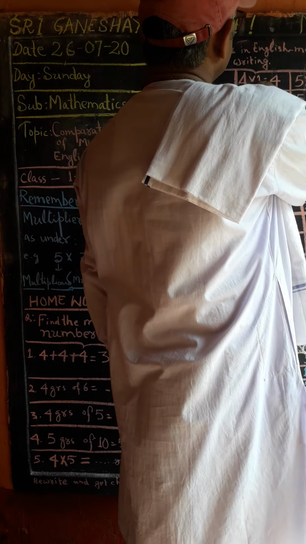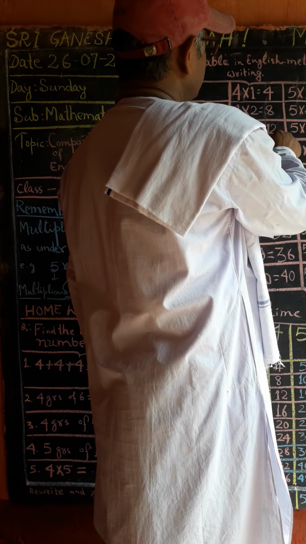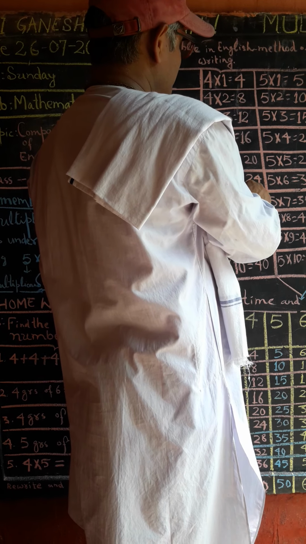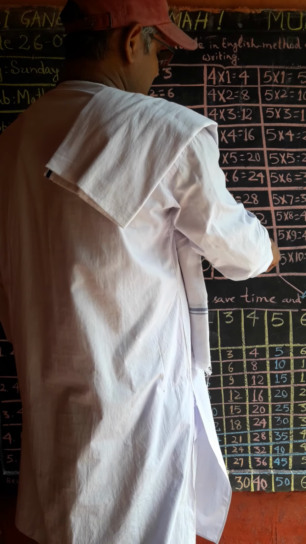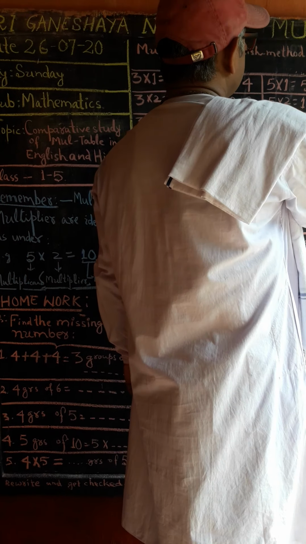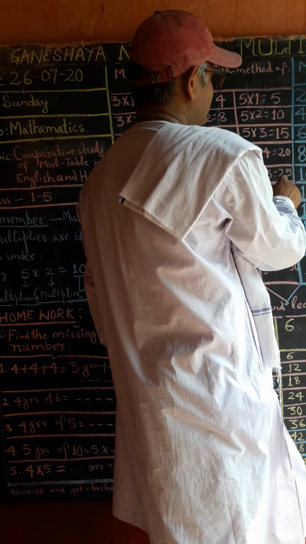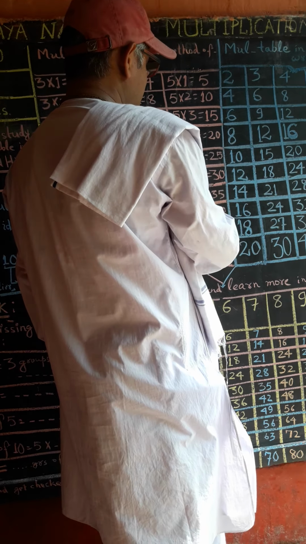Next, about 4: 4 1 ja 4, 4 2 ja 8, 4 3 ja 12, 4 4 ja 16, 4 5 ja 20, 4 6 ja 24, 4 7 ja 28, 4 8 ja 32, 4 9 ja 36, 4 10 ja 40. 5 1 ja 5, 5 2 ja 10, 5 3 ja 15, 5 4 ja 20, 5 5 ja 25, 5 6 ja 30, 5 7 ja 35, 5 8 ja 40, 5 9 ja 45, 5 10 ja 50.